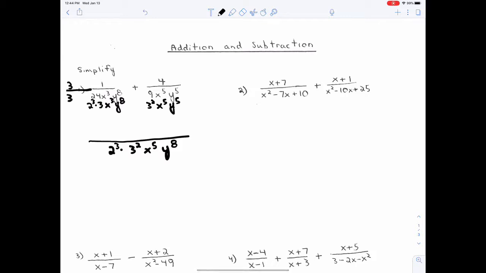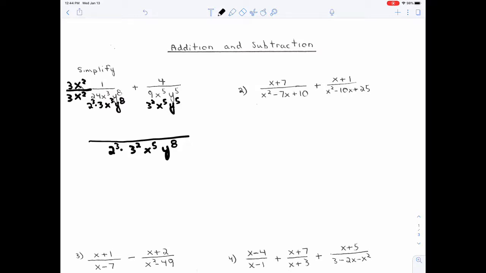The common denominator has x to the 5th. Well, this first fraction has an x to the third, so what am I missing? An x squared. You're just supplying whatever's missing to get the common denominator. And then this first fraction has y to the 8th, and the common denominator is y to the 8th, so that's it. Okay, let's take a look at the second fraction.